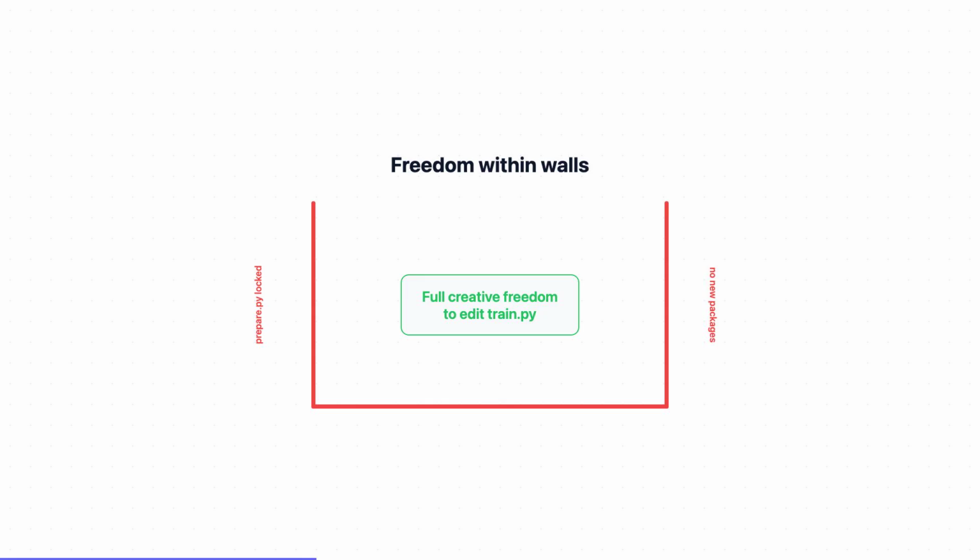Everything is fair game within train.py. Architecture, optimizer, hyperparameters, model size, but the boundaries are crystal clear. This is a pattern worth internalizing. When you give an LLM too much freedom, it gets lost. When you give it too little, it can't do anything useful. Karpathy found the sweet spot. Massive freedom within one file, but hard walls everywhere else.